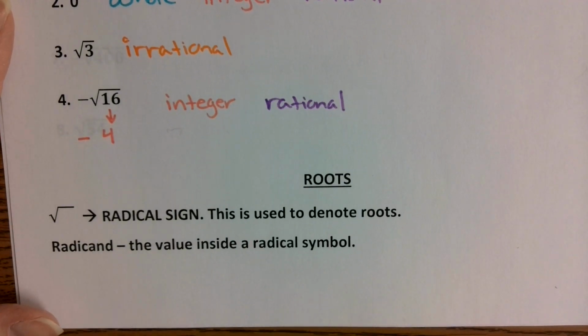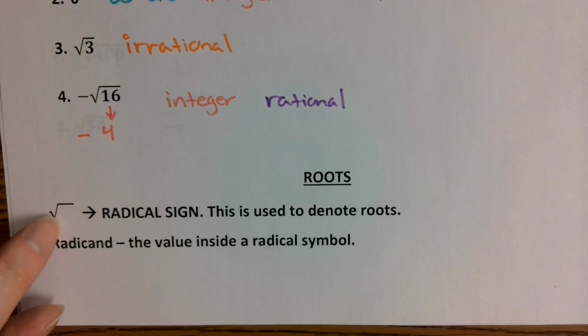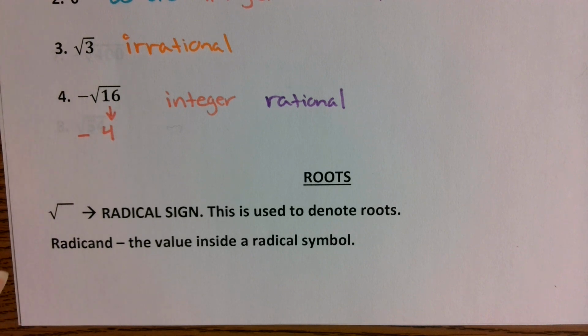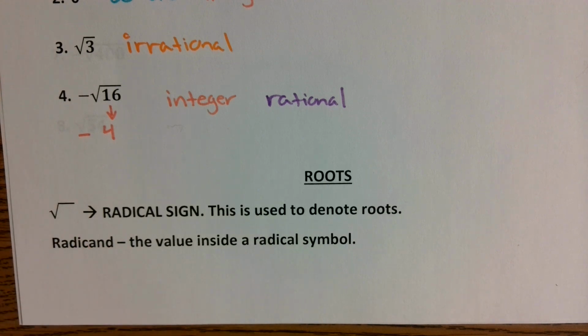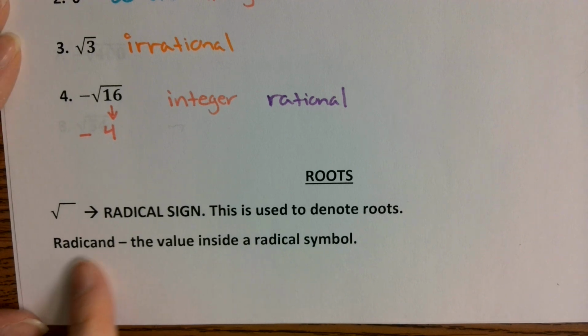Now, a root, guys, is just an exponent. A square root is actually an exponent of 1/2. A cube root is an exponent of 1/3. A 4th root is an exponent of 1/4. So they're just fractional exponents. What it means is that you're identifying a value that, if you multiply it by itself, will give you what we call the radicand.